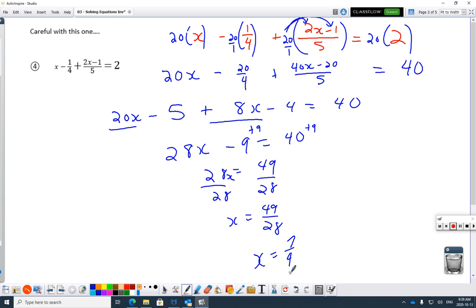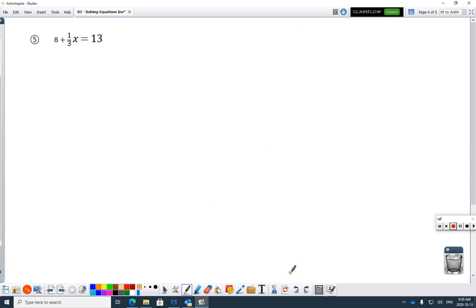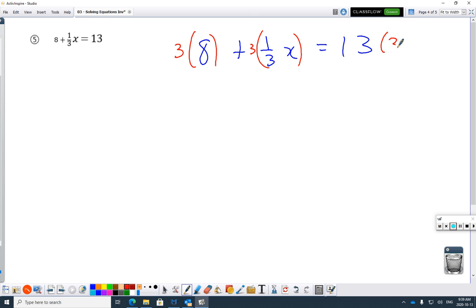More time? Last one. Go back. Did someone say go back? 8 plus 1/3 x equals 13. Our trick today is multiply by the common denominator. There's only one denominator in this one, so I'm going to multiply everything by 3, multiply this by 3, multiply this by 3, and multiply this by 3.